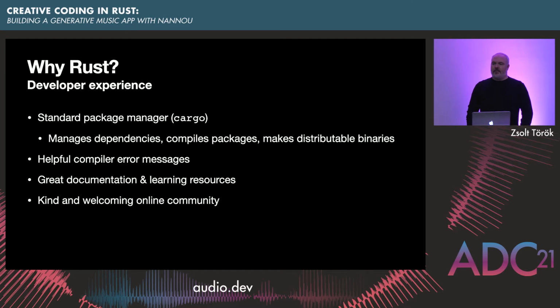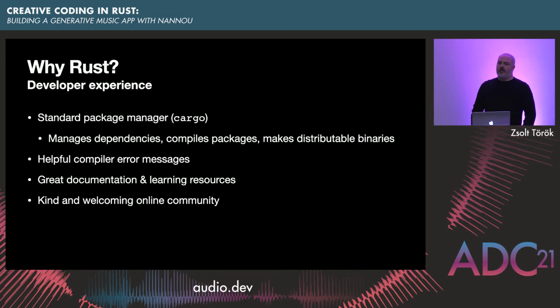Also, the Rust compiler produces actually helpful error messages, which has not been my experience in some other programming languages. So in Rust, you do get a very clear description of what the error is, and in some cases, it even provides a suggestion for how you might want to fix it. So pretty good, again, for a beginner.